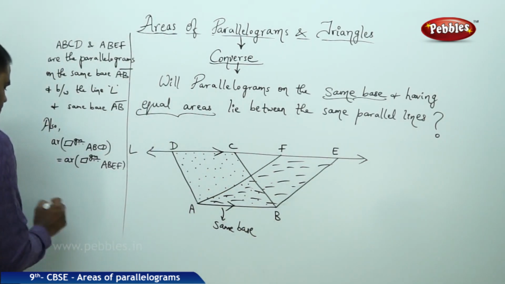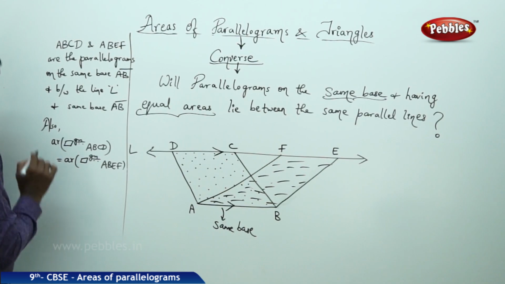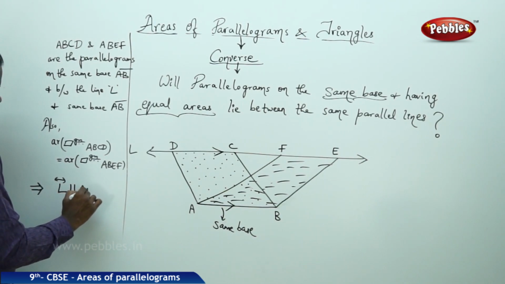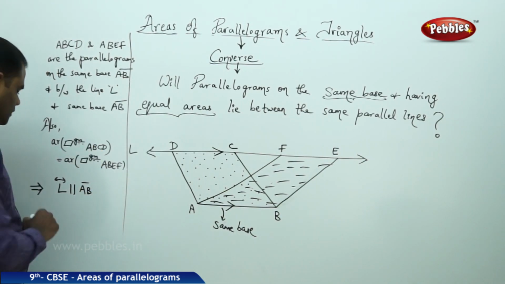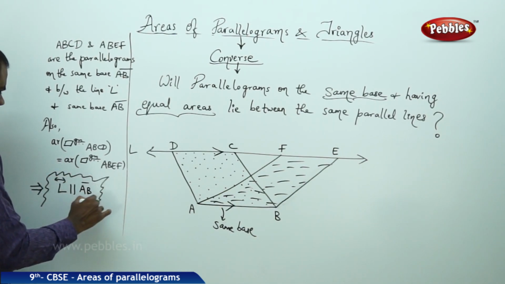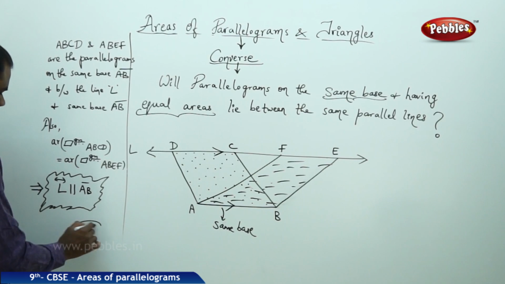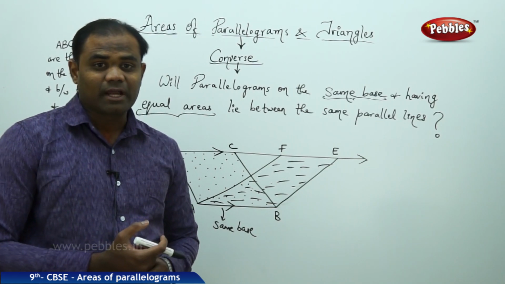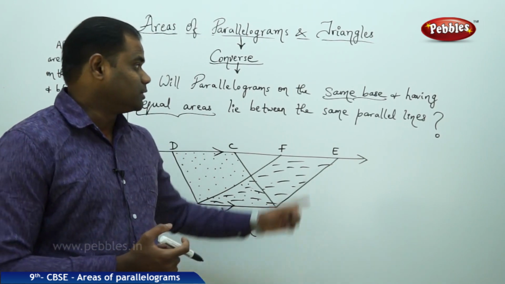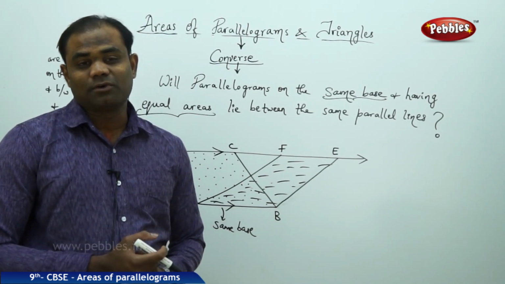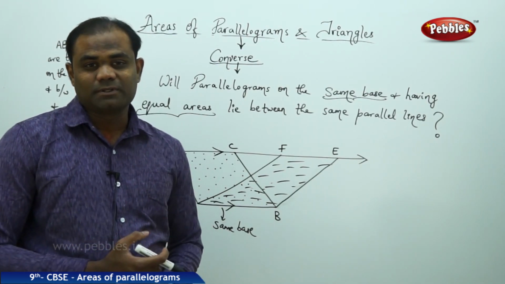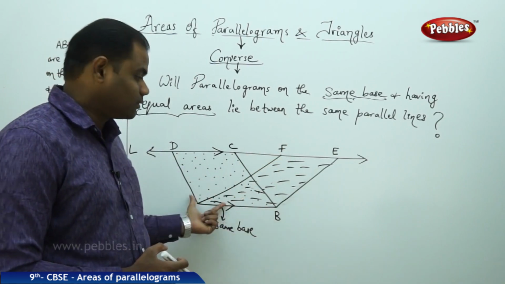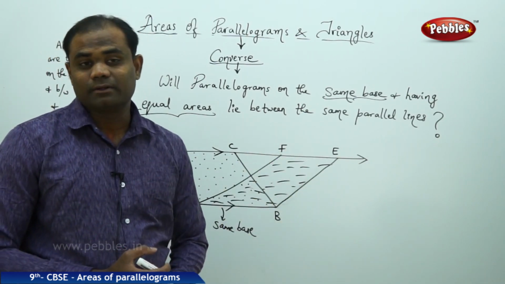So here, that implies the line L is parallel to the base AB. So we have a property which says parallelograms on the same base and with equal areas must lie between the parallel lines. That's how we understand the converse of the previous theorem. The converse holds true in this concept. Two parallelograms between two parallel lines.